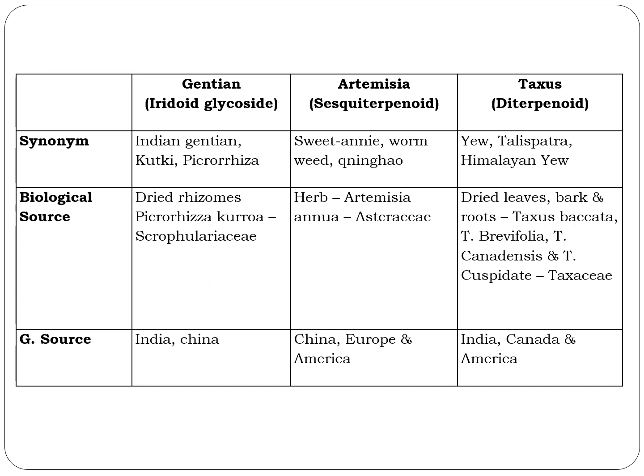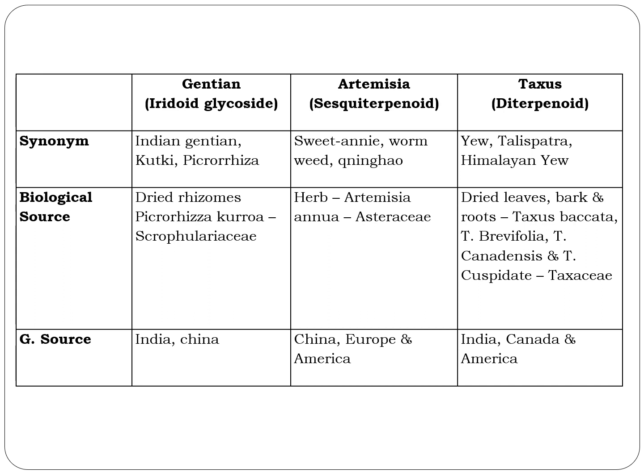Gentian is an iridoid glycoside. It is commonly called Indian gentian and Kutki, Picrorhiza kurroa. The biological source is the dried rhizomes of Picrorhiza kurroa belonging to the family Scrophulariaceae, which is the family of Digitalis. It is widely distributed in India and China.